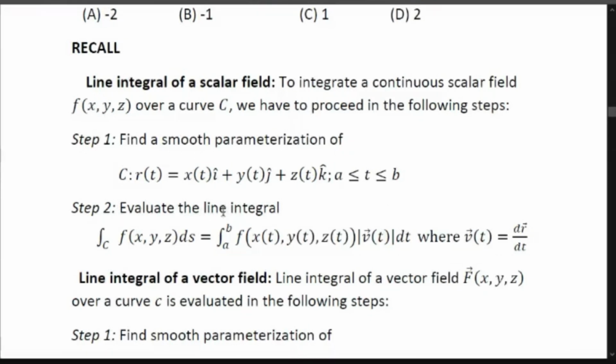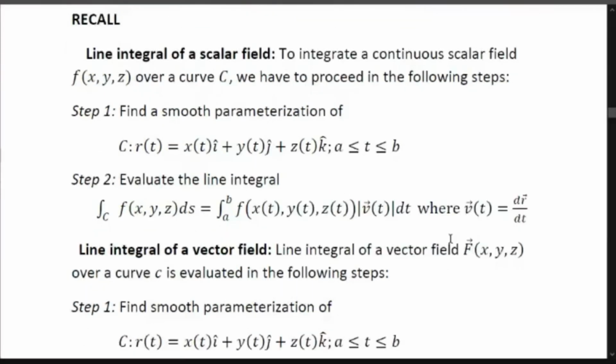After that, evaluate the line integral in the following way. Integral over C of f ds is equal to the integral from a to b of f of x of t, y of t, z of t times the modulus of v of t dt, where the vector v of t is equal to dr by dt, that means dx by dt i plus dy by dt j plus dz by dt k. So that is the line integral of a scalar field.